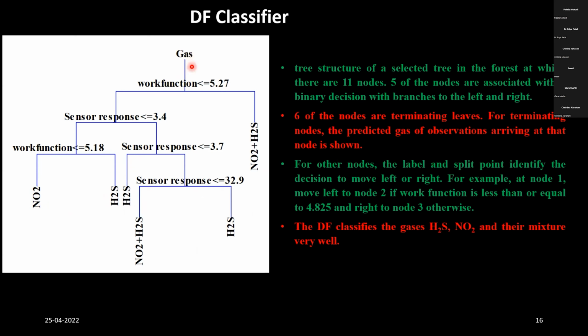For example, to read this decision forest, you can start from here. If the decision is true, you have to go to the left side; otherwise, if it is false, you have to go to the right. So, work function is less than or equal to 5.27. If it is true, you have to check the other decision, that is, sensor response less than or equal to 3.5. If the decision is false, you go to the right, and you will get the result that it is a mixture of these two gases. So while analyzing this DF classifier, we can classify the gases very well.